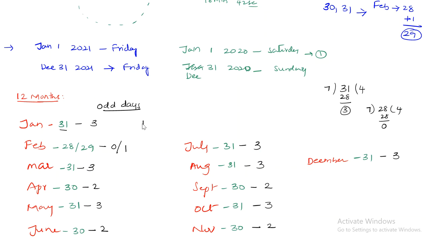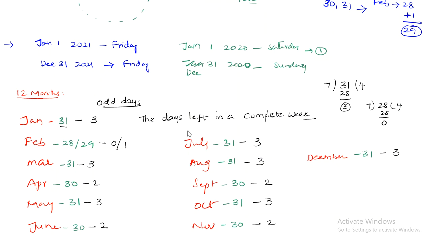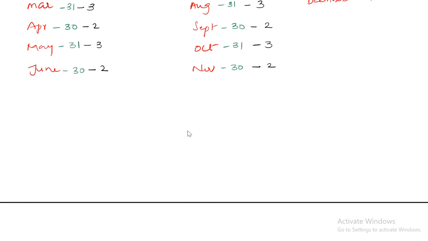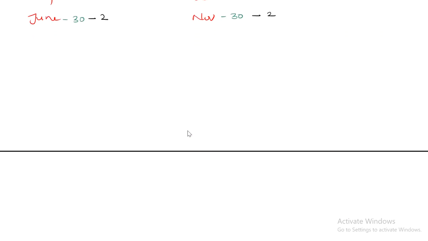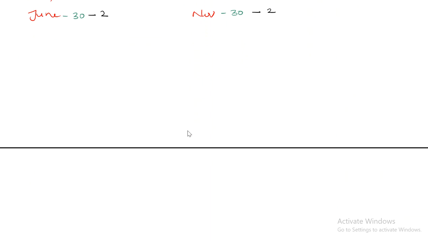So odd days means the days left in a complete week. That is nothing but the odd days here. Now, for example, if you count for 100 years, how many odd days are there? This is one method to find how many odd days are present in a century.